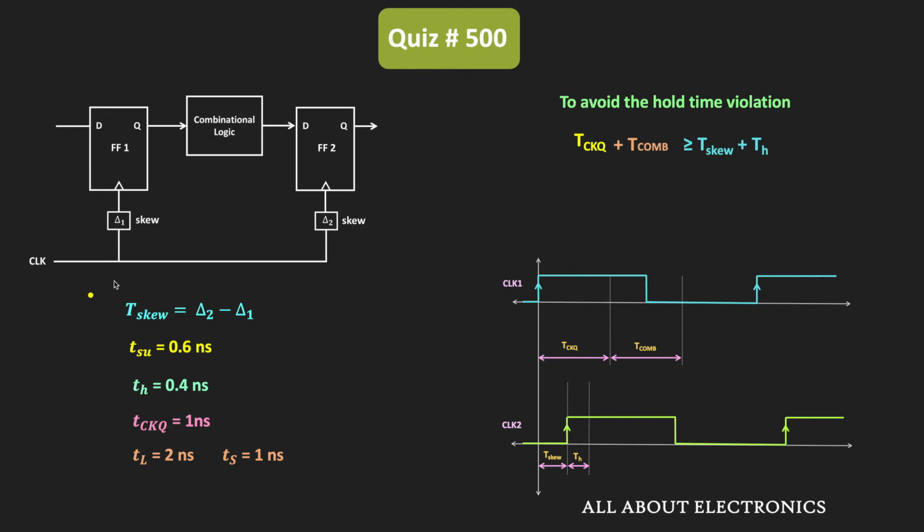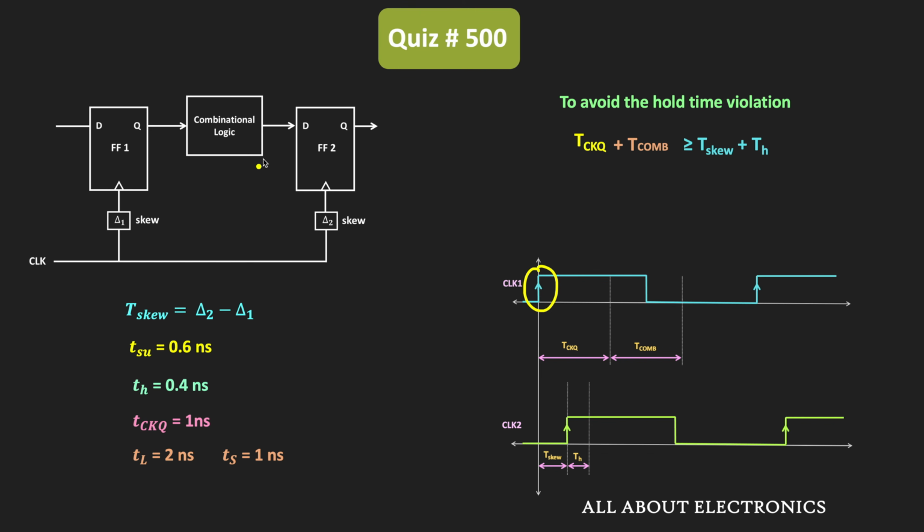So here, if both the flip-flops are receiving the clock at the same time, then this condition should be equal to this: TCKQ plus Tcom should be greater than or equal to TH. But here, because of the clock skew, this D2 input should remain stable up to the time T skew plus TH. So here, once the first flip-flop receives the clock, then after the time of TCKQ plus Tcom, it will generate the new D2 input.